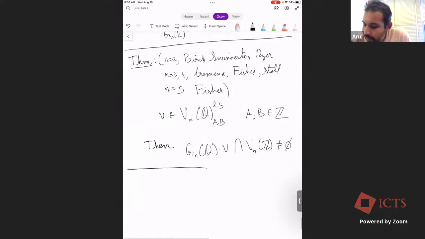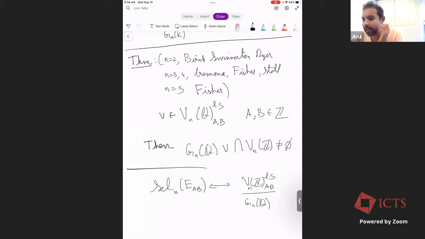So as a consequence of the above two results, what we see is that the N-Selmer group is in bijection with V and Z. Take elements A, B that are locally soluble. And I'm just going to write quotiented out by G and Q, but obviously it's not actually a quotient because G and Q won't preserve integrality, but I mean equivalence classes, where two elements are equivalent if there's an element of G and Q that takes one to another.